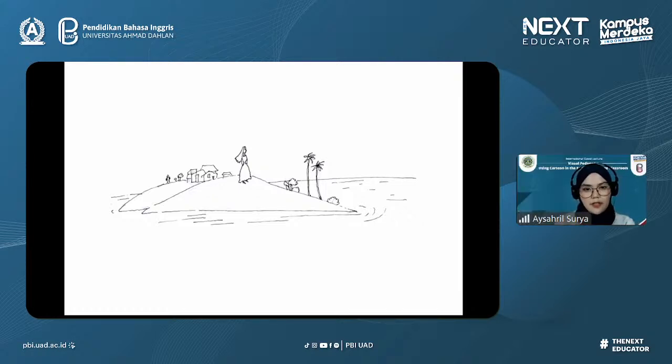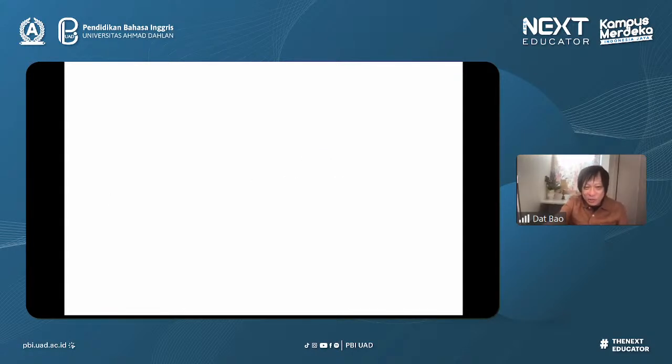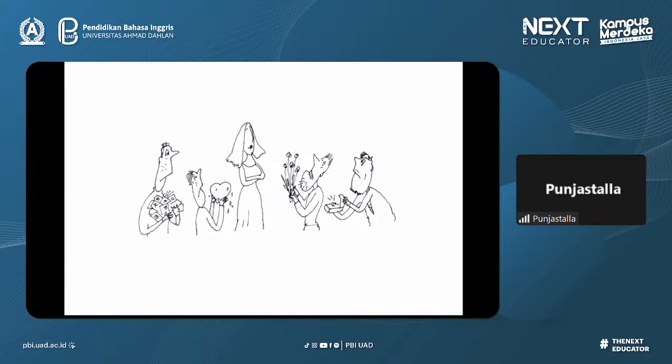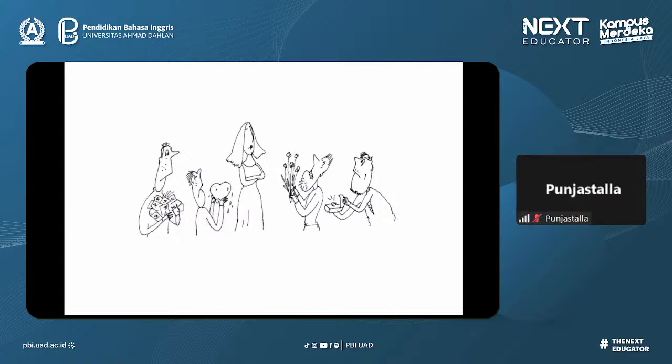Once upon a time, there is a woman waiting for someone on the island. Yes, very good. Once upon a time, there was a woman waiting for someone on the island. Perfect. Let's see what happens. What happened here? She is very popular among the boys in the town. Yes, very popular among the men. What are the men trying to do? They want to marry her. Yes, they all want to marry her.